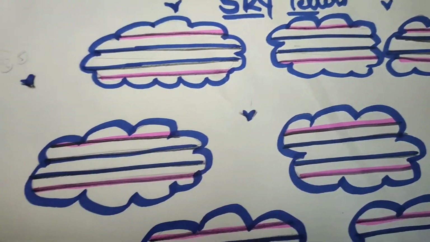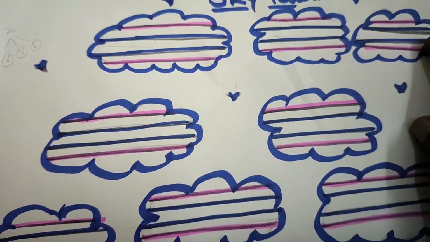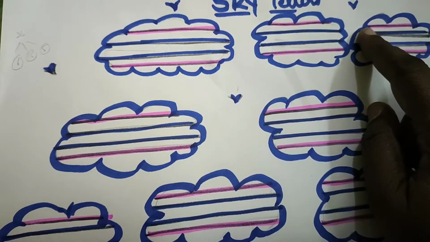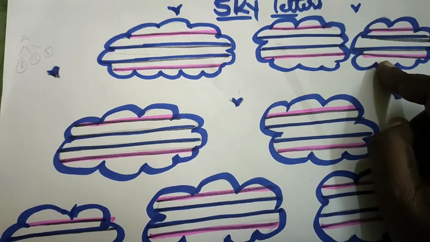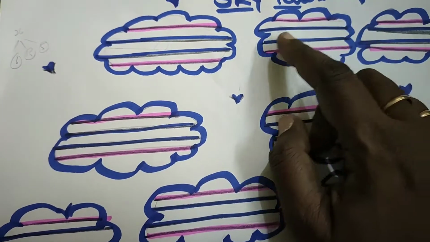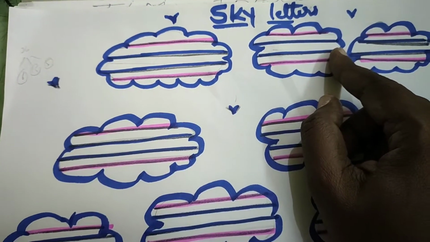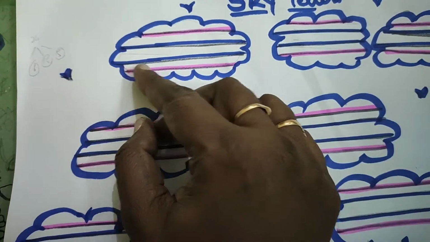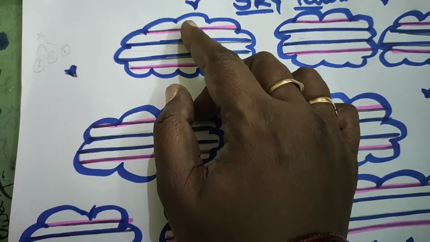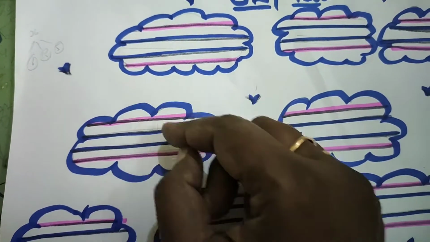So we buy a 4-rule notebook for the children. Those lines have a pink line above and below, and in the middle we have blue lines. So first of all we have to give a sense of these lines. These are pink lines and these two are blue lines.